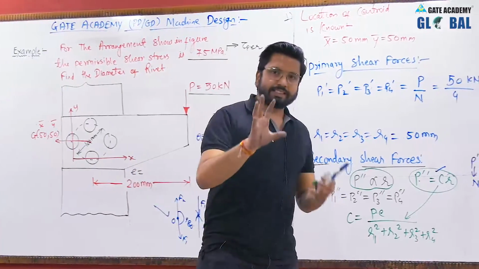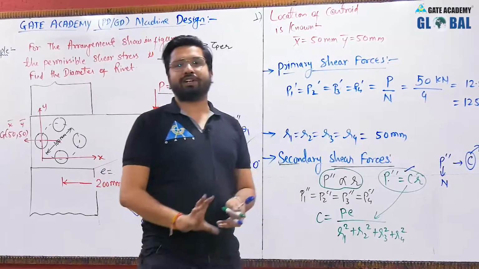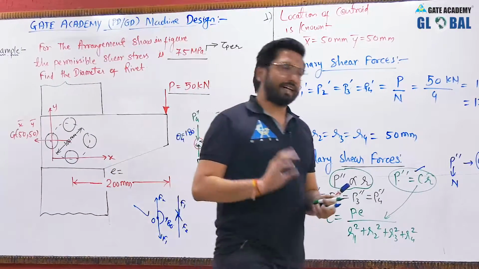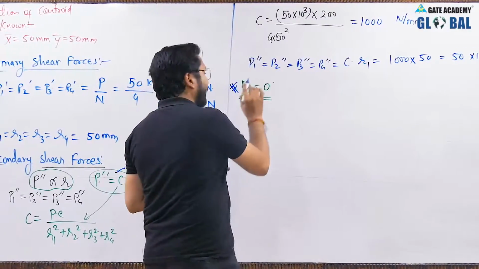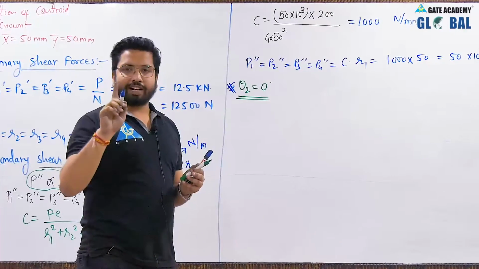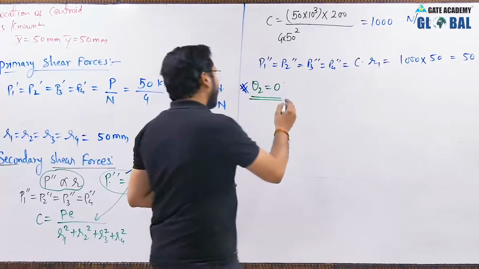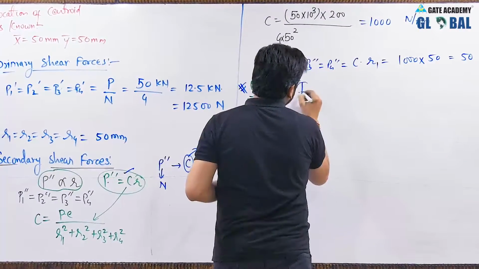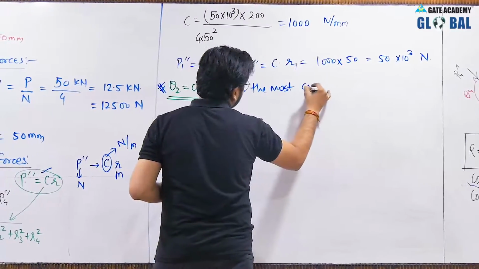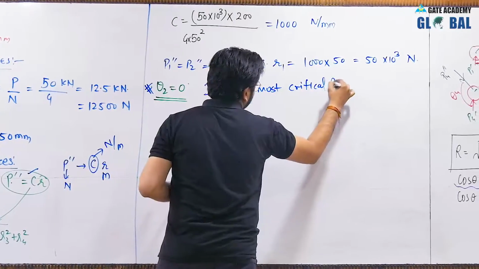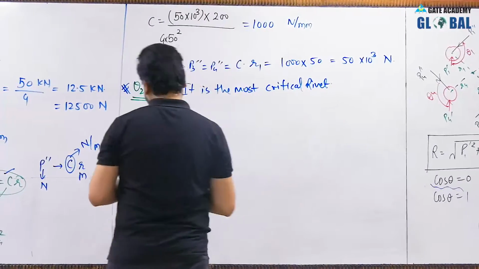Okay, but just have a proper calculation of theta so that your answer will be correct. So here we have calculated everything in a proper manner. Theta is 0 degree only for one rivet, that is rivet number 2. So theta 2 is 0 degree. So it is the most critical rivet.